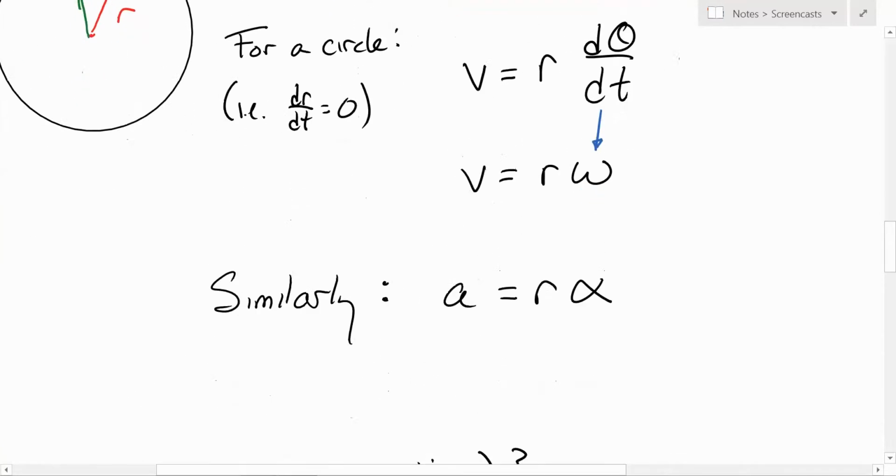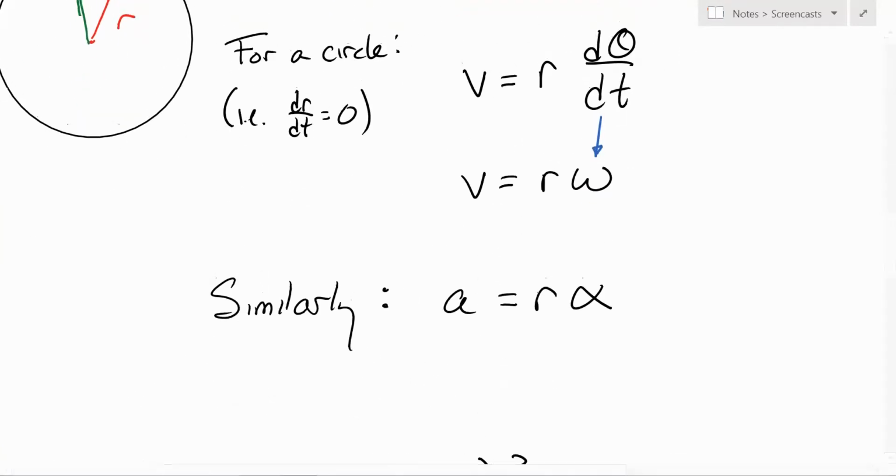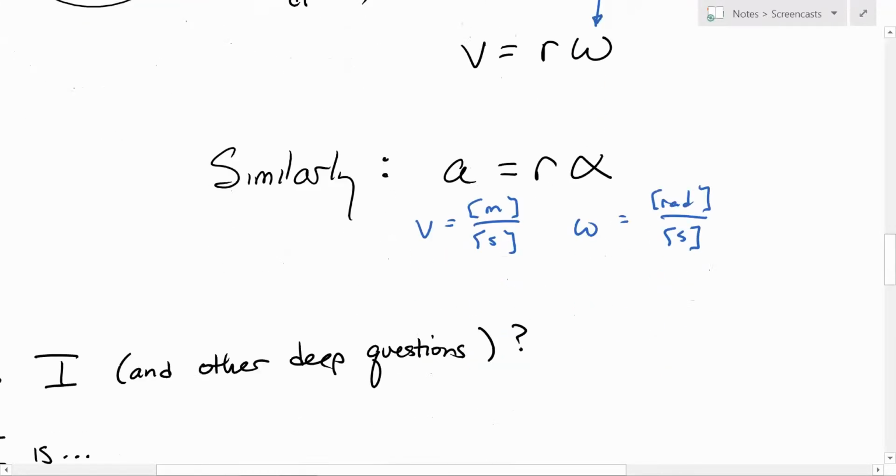Sorry. Similarly, a equals r alpha. In general, these are all related by a factor of length, which you can think of in terms of dimensional analysis: a velocity is going to be meters per second, but an angular velocity is going to be radians per second. So there's a factor of length difference between them.